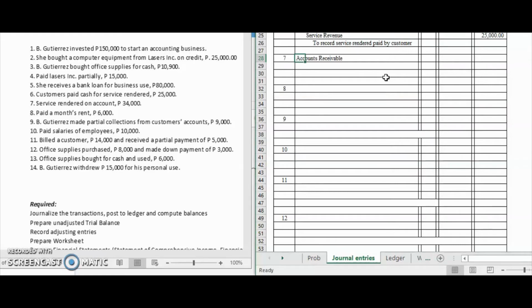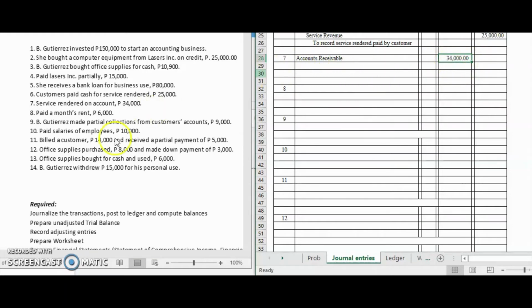Okay, for example, ito yung number 7 transaction natin, pwedeng in cash or pwede naman in goods. We still follow the value of the goods, kung goods man yan. So in this transaction, we debit accounts receivable. Accounts receivable is under asset. Assets normal balance is debit. In this transaction nag-increase, so we debit it.